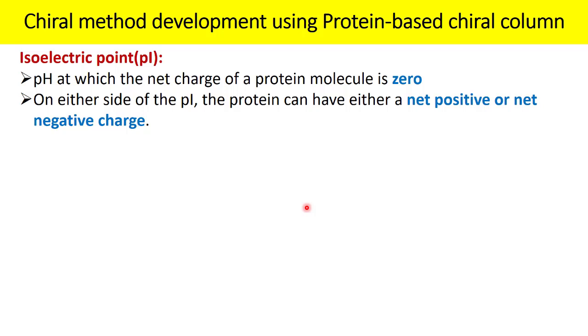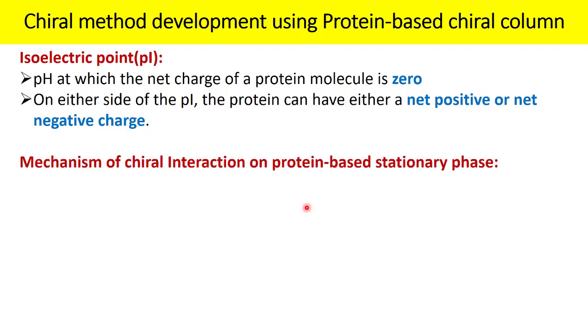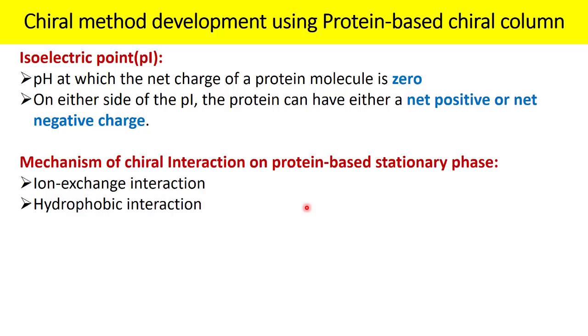Now, this charge conversion is certainly going to help a lot in understanding the retention mechanism of the compounds. So please remember this very important information, and that's what I try to connect now. Mechanism of interaction on protein-based stationary phase. Everything relies on the very principles of retention on the protein-based molecule. These are the two important mechanisms because of which your compound can undergo retention. The ion exchange is the first or primary one, and the hydrophobic interaction is the secondary one, but it also plays a very important role.